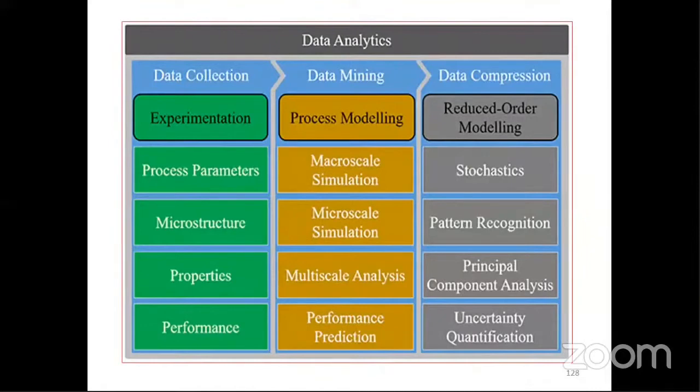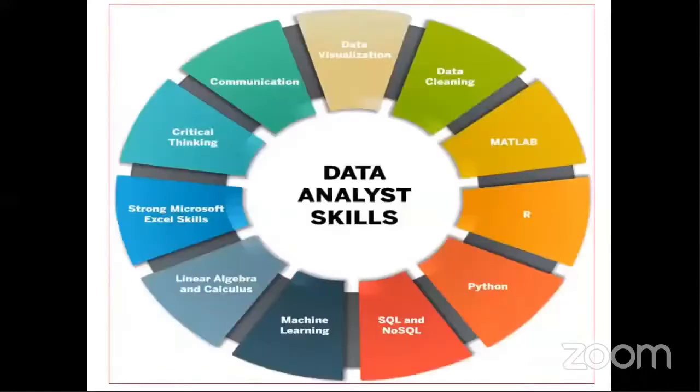This is the comparison between data collection, data mining, data compression, and experimentation. The process parameters include microstructure, properties, and performance in data collection, data mining, process modeling, microscale simulation, multiscale analysis, performance prediction, data communication, reduced order modeling, stochastics, pattern recognition, PCA (principal component analysis), and uncertainty. These are the data analyst skills: data visualization, data cleansing, MATLAB, R, Python, SQL, NoSQL, machine learning, linear algebra and calculus, strong Microsoft Excel skills, critical thinking, communication, etc.